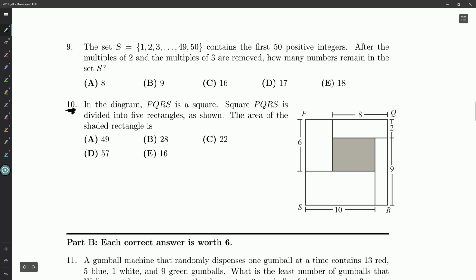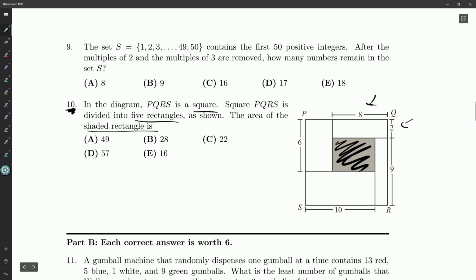In the diagram, PQRS is a square. It's divided into five rectangles as shown. And so we've got some of the lengths and widths and things like that. The area of the shaded rectangle is what?